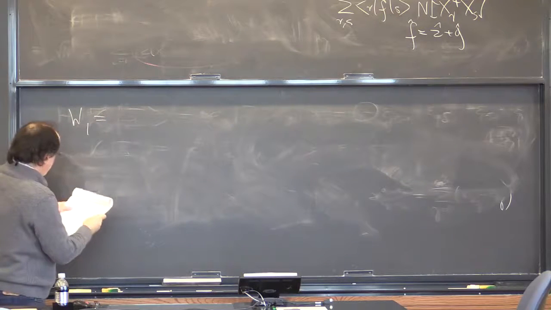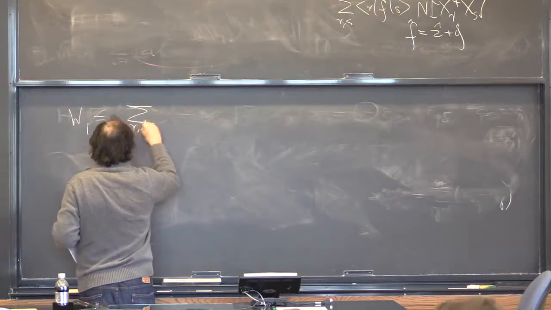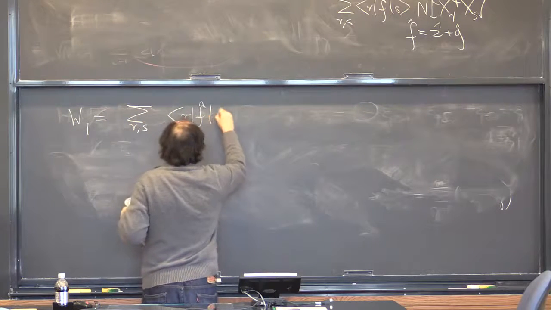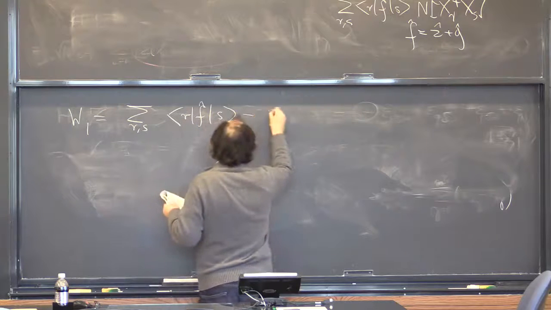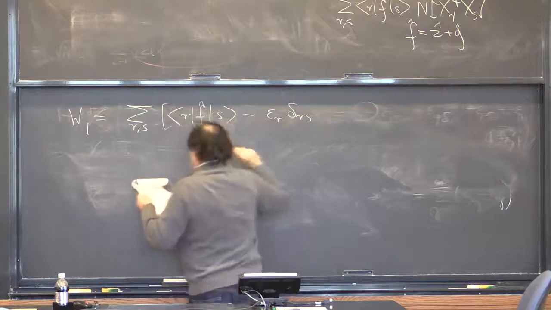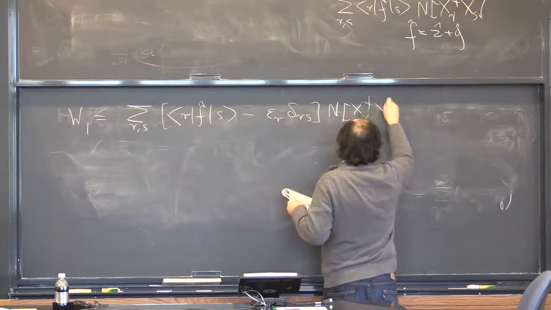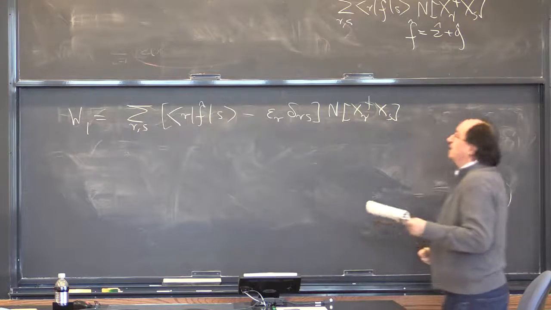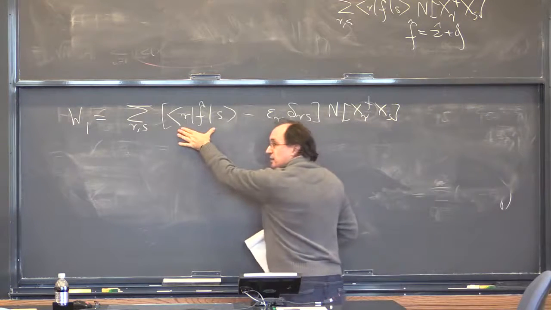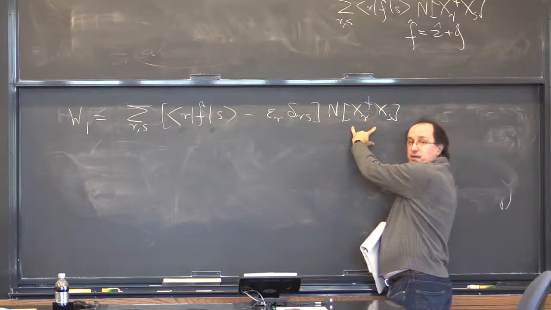So what is then W1 in terms of matrix elements? Well, it's going to be a summation over R, S. Let me right away write the final result because this is trivial: F_RS minus epsilon_R delta_RS, times the normal product of X_R dagger X_S. How did I get this? You look at the definitions. F_N, well, I have F_N here. This is the matrix element of F, and this gives us the F_N.